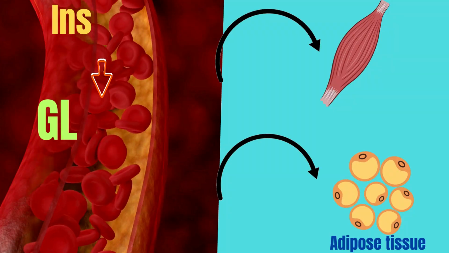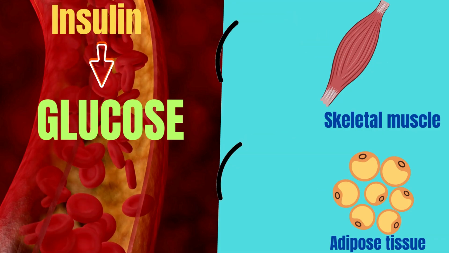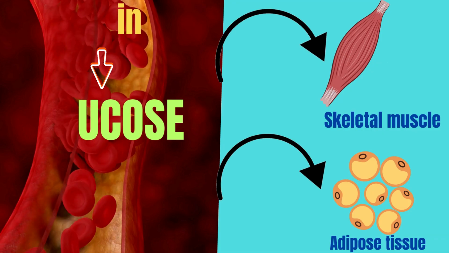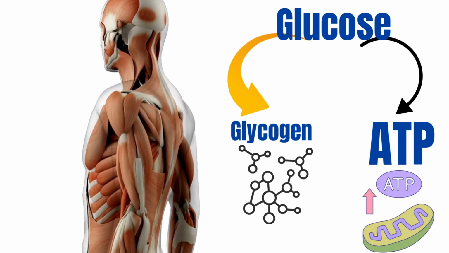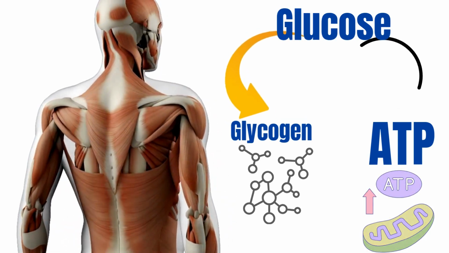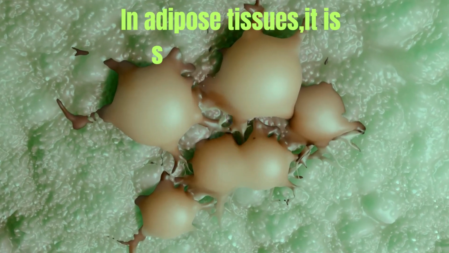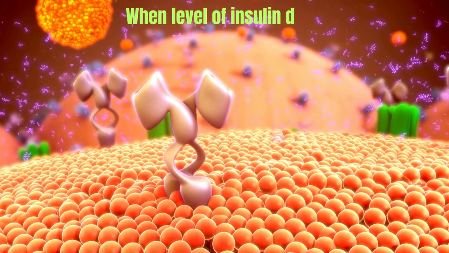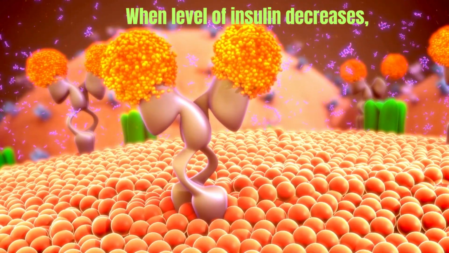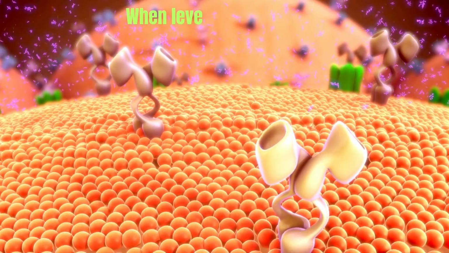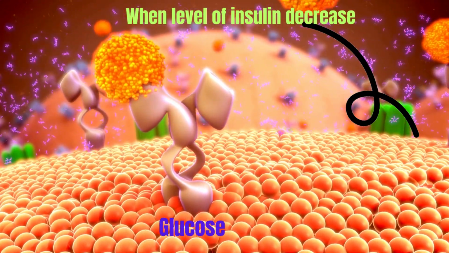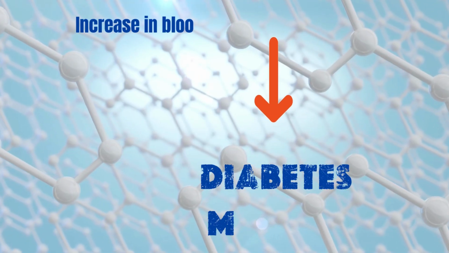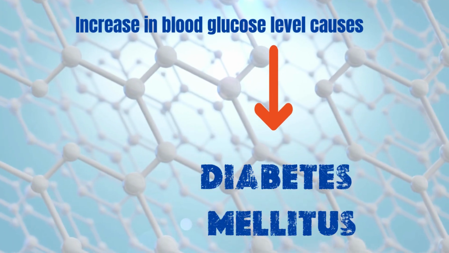Insulin increases the transport of glucose from blood into skeletal and cardiac muscles, and to a lesser extent into adipose tissues. In the muscles, glucose is either stored as glycogen or oxidized to generate ATP. In adipose tissues, it is stored as lipids. But when the level of insulin in the blood decreases, the glucose present in blood does not get transported into muscles and adipose tissues. This leads to an increase in blood glucose level. This increase in the level of glucose in blood causes diabetes mellitus.